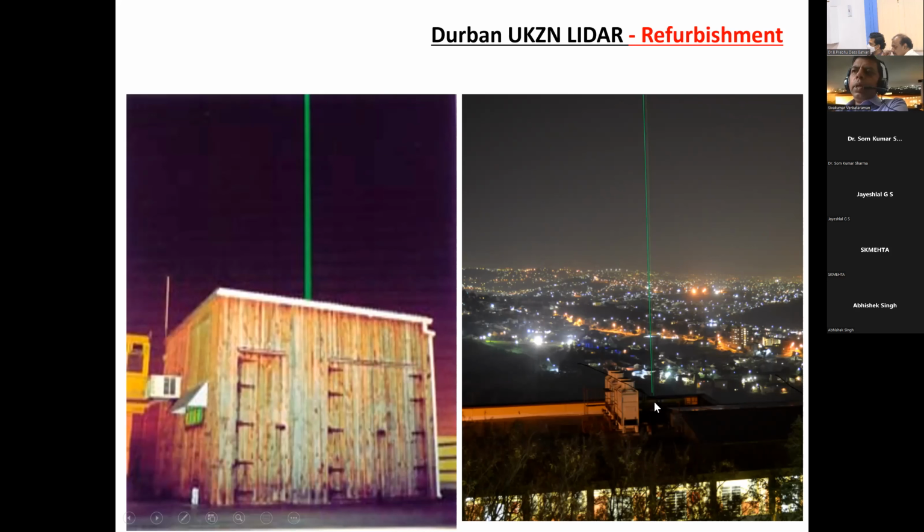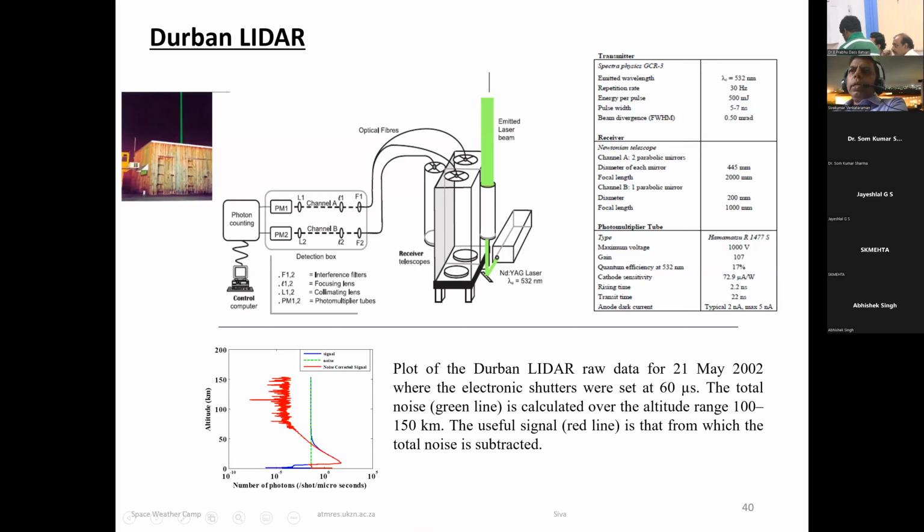We are operating here now in the chemistry and physics, in the physics discipline, and you can see the laser beam and the background light of Westville. The system looks like that. We have an Nd:YAG laser, which operates at 532 nanometers, which is nothing but the second harmonic of the laser. And then we detect with three different telescopes.